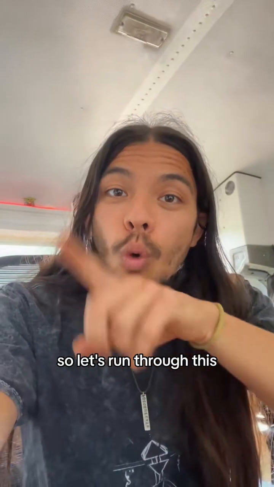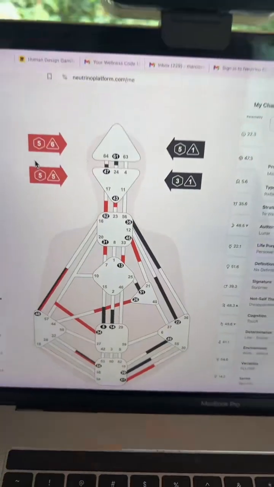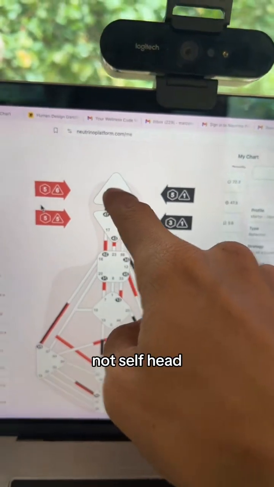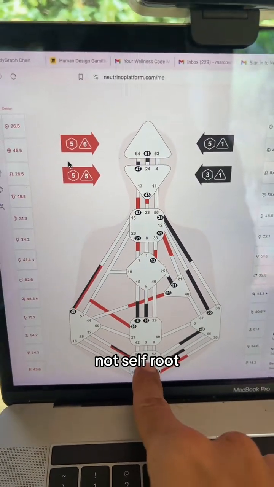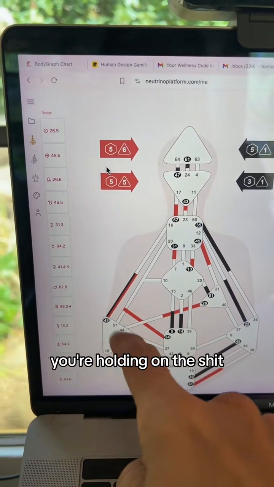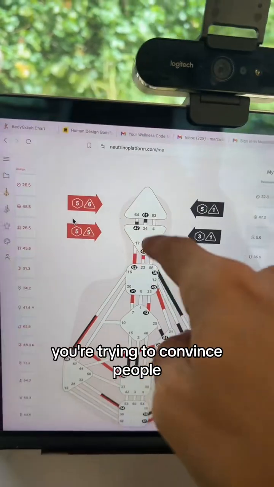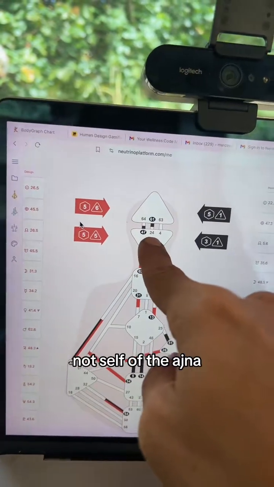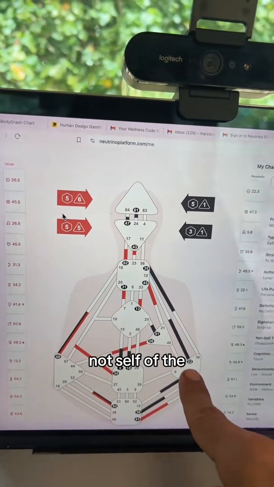So let's run through this one more time in terms of themes to look out for. Trying to solve everybody's problem? Not self of the head. You're trying to rush through things just so you can relieve the pressure? Not self of the root. You can't cut things away that are not good for you. You're holding on to shit that's not good for you. Not self of the undefined spleen. You're trying to convince people you're certain, not self of the ajna. You're trying to avoid truth, not self of the solar plexus.